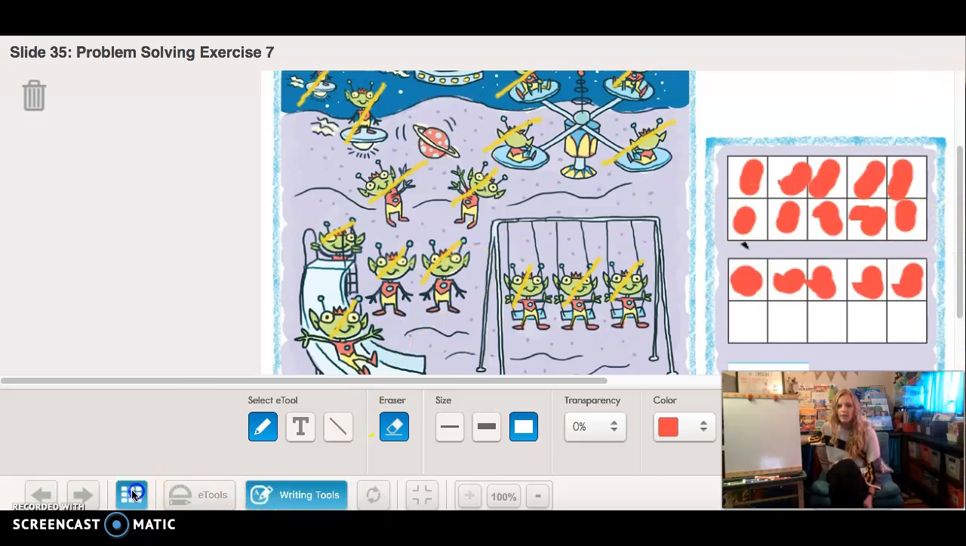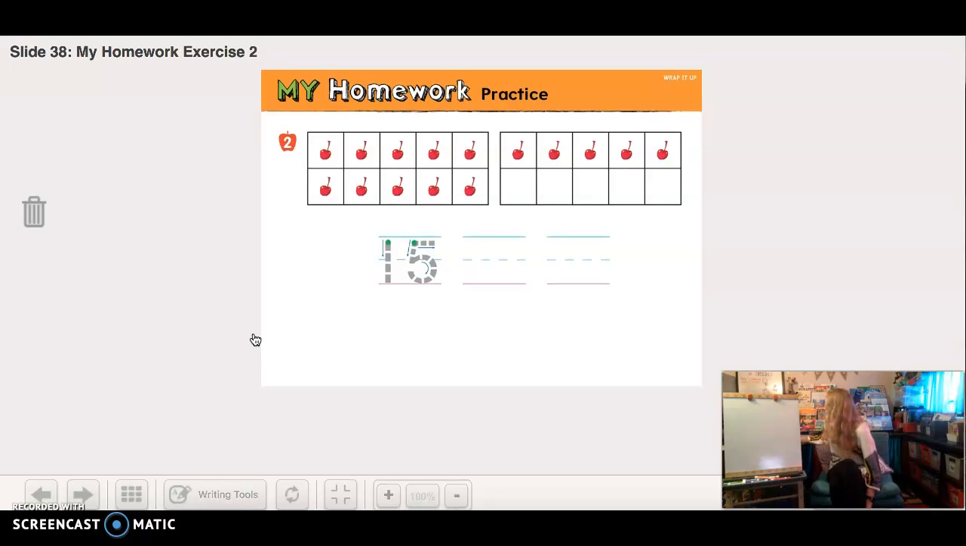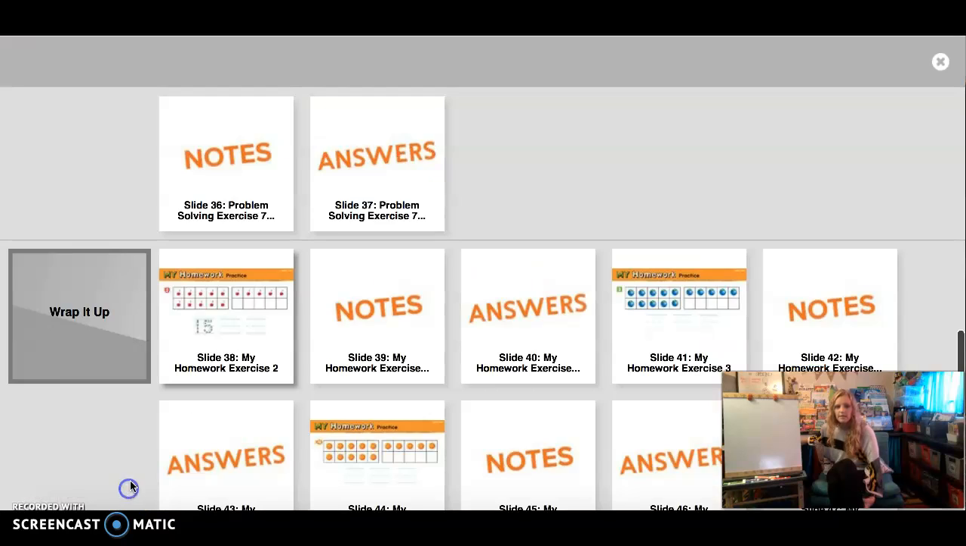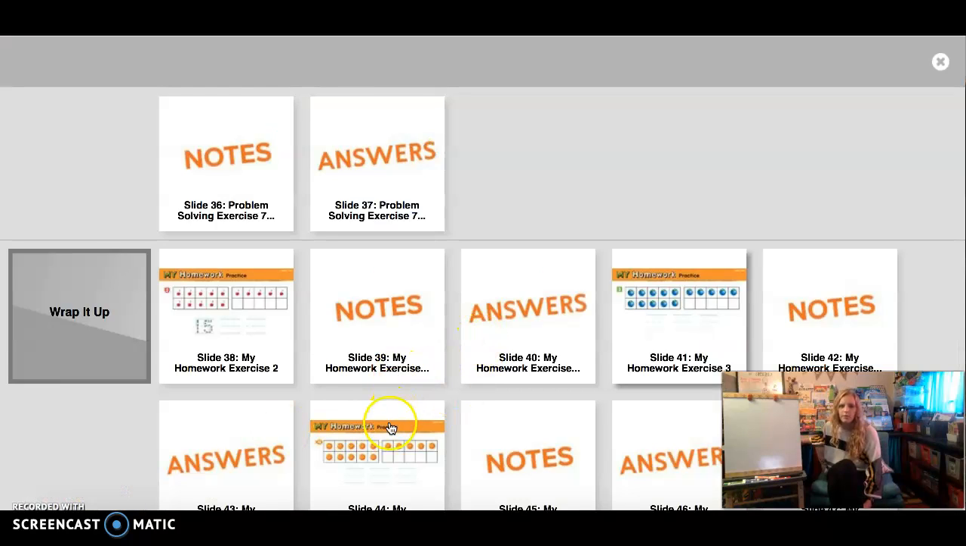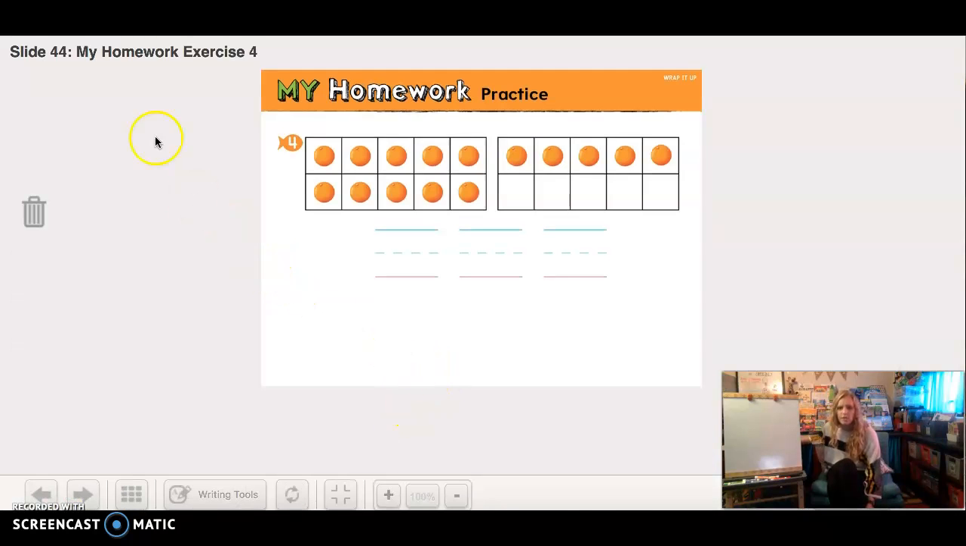All right, let's look at your homework. On your homework, you've got some foods to count. So here you've got some cherries. And on the back, we have some blueberries and some more fruits. Looks like oranges. All right, so count how many you have. Write the number 3 times. All right, guys, good luck.